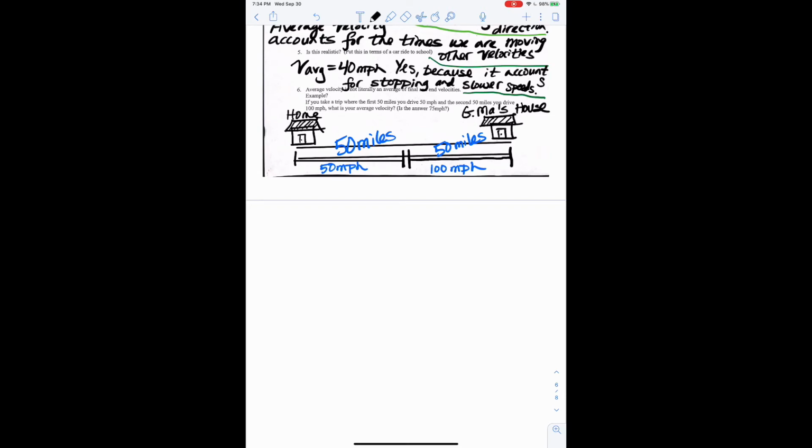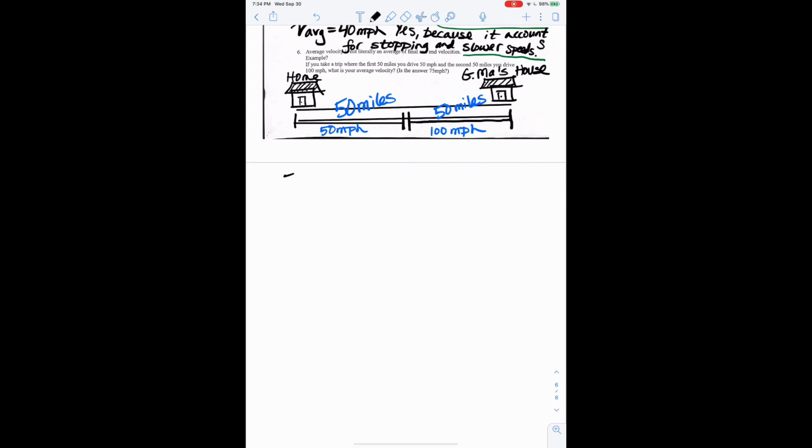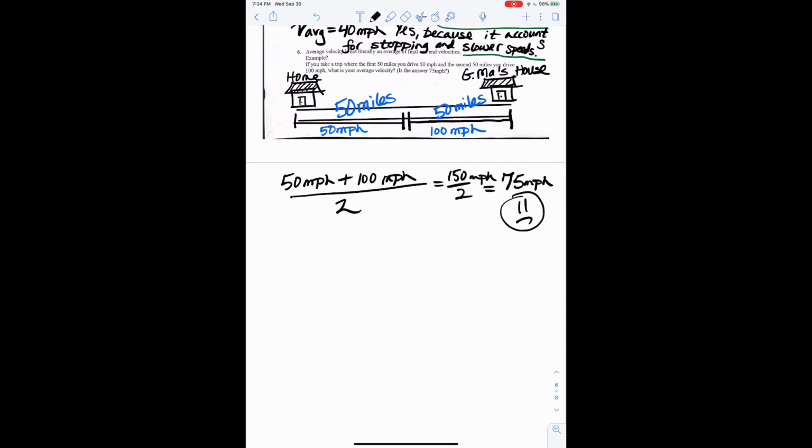So it's real easy to just say, oh, I know averages, right? Math class, 50 miles per hour plus 100 miles per hour divided by 2. 150 over 2. You're like 75 miles per hour. Physics is easy. But it's wrong, right? So why is that, right?